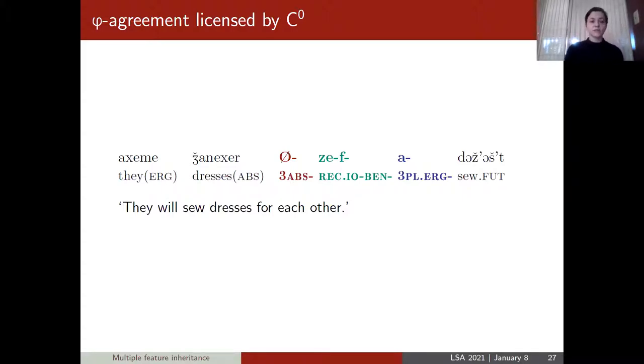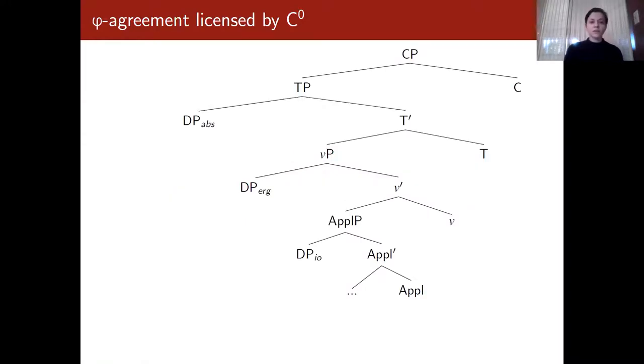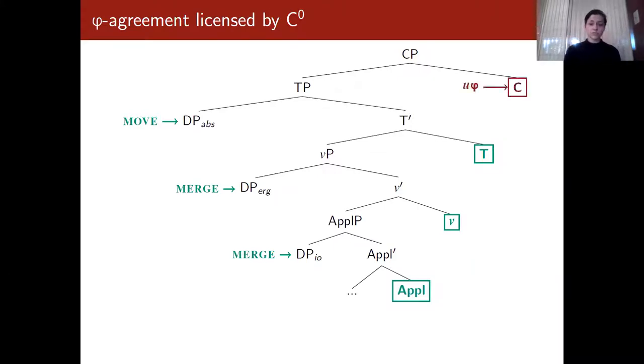Suppose we have this kind of finite structure with three arguments. They will sew dresses for each other. Here is the general structure of this sentence. You have a full TP, you have C high up. So you have these three phi probes in the structure, T, little v, and Appl. Each one triggers either merge or move of an argument. For Appl and little v, that's merge. For the absolutive theme, for T, that's move. So the absolutive theme originates low, but it moves to that higher position.